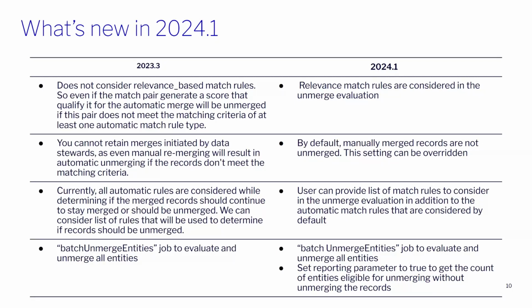on your configuration. Now, the real-time unmerge works only on the data change. If there's a record change, then the unmerge will be evaluated only for that data change. So this batch job allows you to scan through the entire tenant and see if there are any records that need to be unmerged. And we also introduced the reporting mode here, which just does the reporting of the count and does not go through the unmerge activity or action. So these are some of the improvements that we did in 24.1.